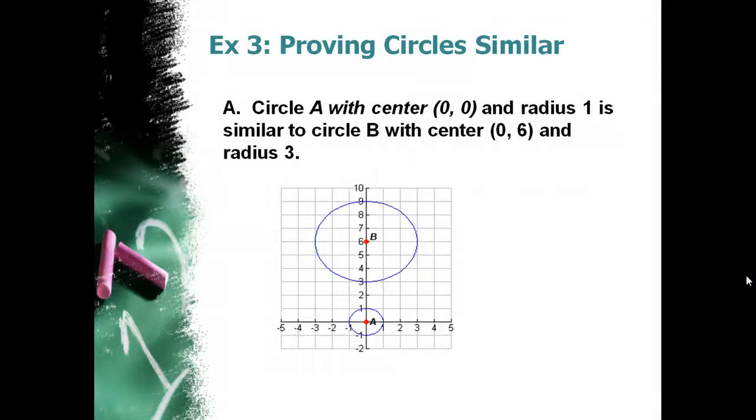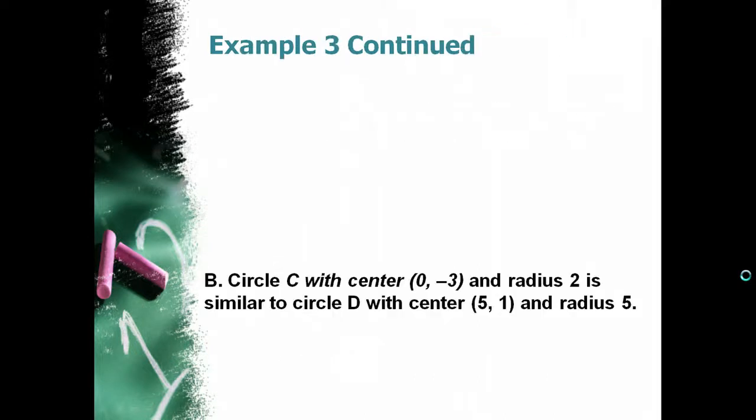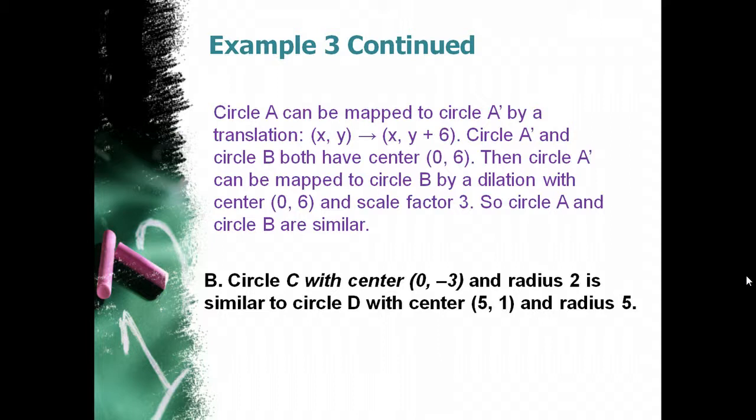With circles, we have centers and radius sizes. So circle A with center (0, 0) and radius 1 is similar to circle B with center (0, 6) and radius 3. Let's look at the circle C with center (0, -3) and radius 2. Circle A can be mapped to circle A' by a translation, and then they are dilated with a scale factor of 3.